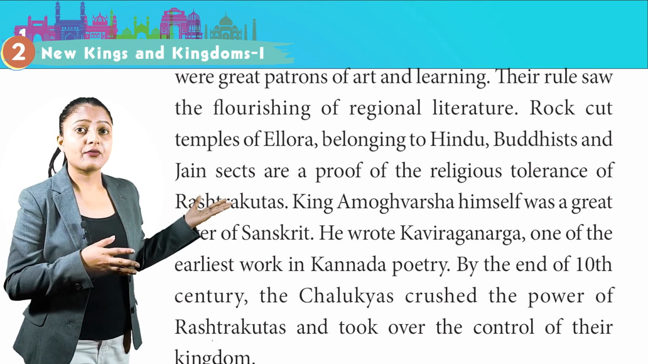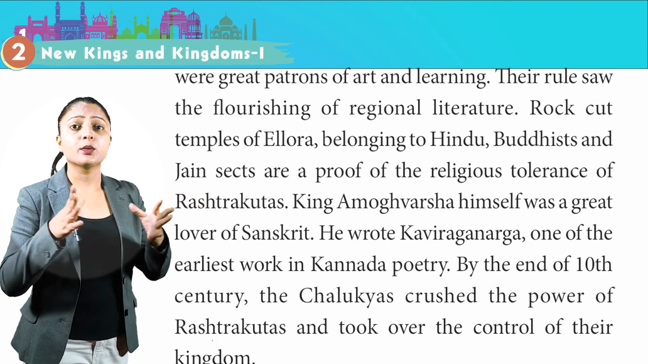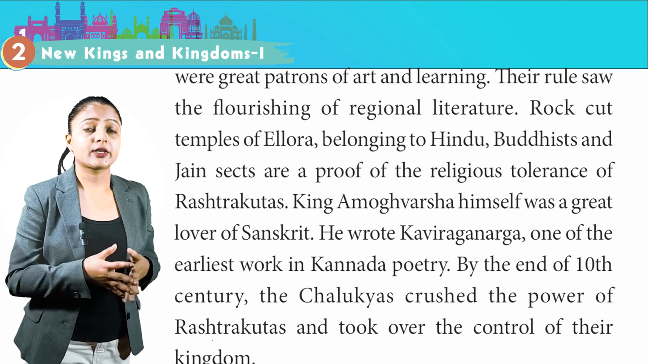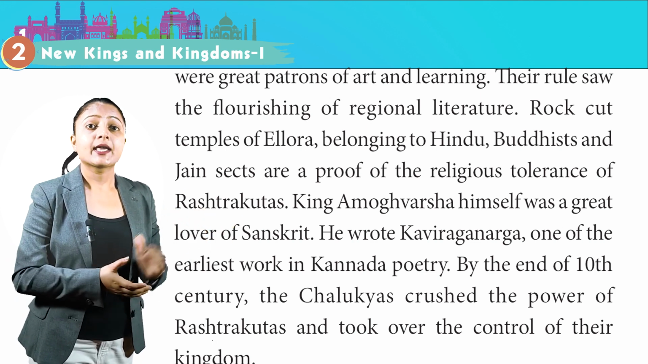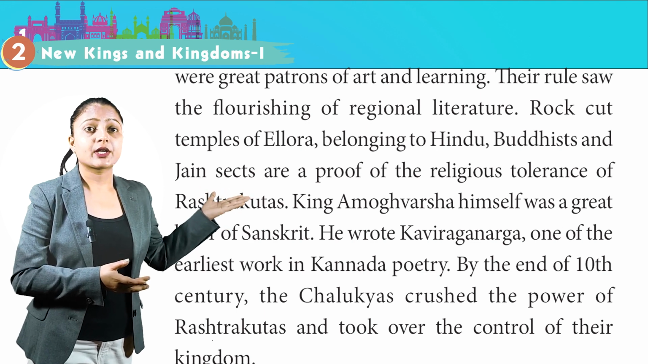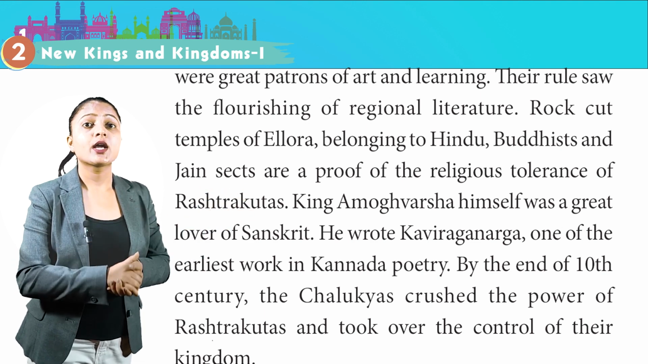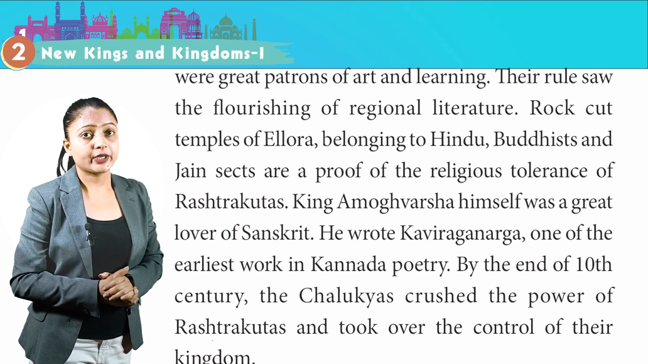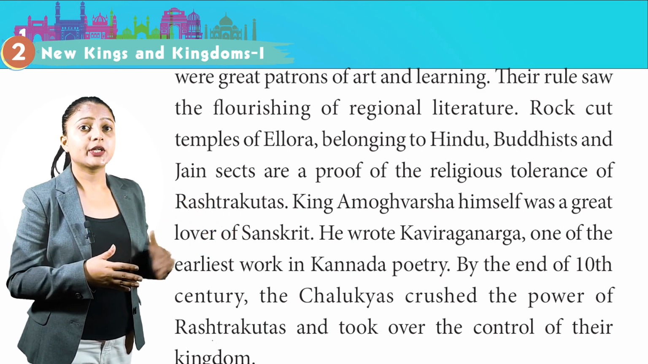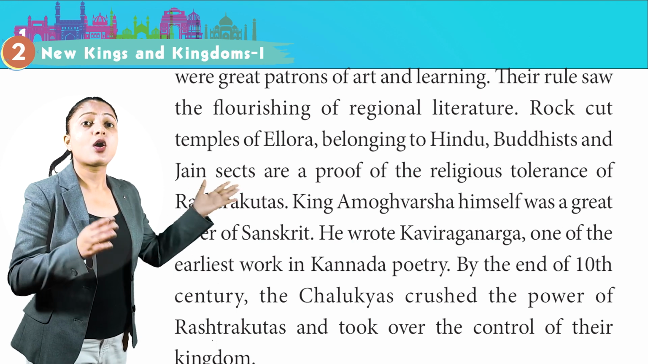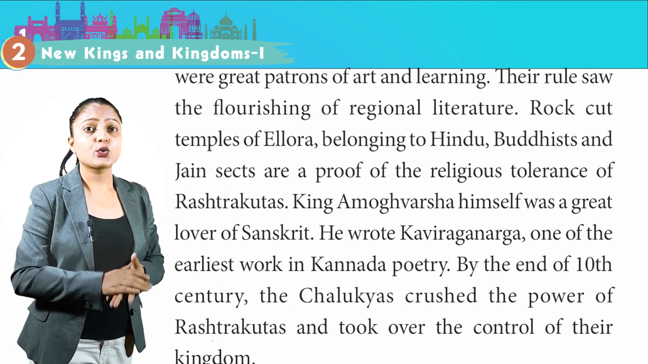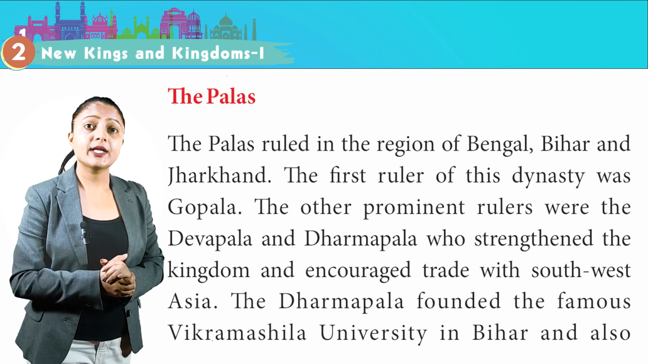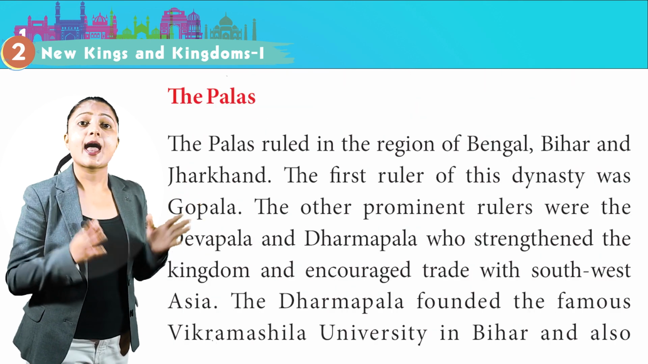Rock-cut temples of Ellora belonging to Hindu, Buddhist and Jain sects are a proof of the religious tolerance of Rashtrakutas. King Amogh Varsha himself was a great lover of Sanskrit. He wrote Kavirajamarga, one of the earliest works in Kannada poetry. By the end of 10th century, the Chalukyas crushed the power of Rashtrakutas and took over the control of their kingdom. The Palas ruled in the region of Bengal, Bihar and Jharkhand.